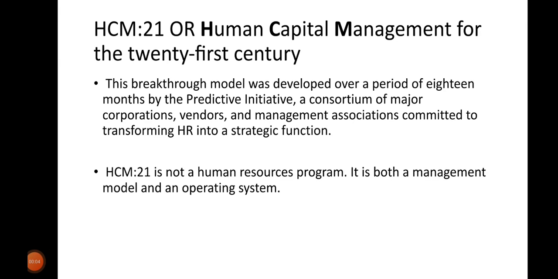So, in our earlier sessions of HR analytics, we have discussed various HR frameworks like the HR scorecard, workforce scorecard, and your LAMP framework. And today we'll be discussing yet another HR framework, that is the HCM 21 model, also called Human Capital Management for the 21st Century.